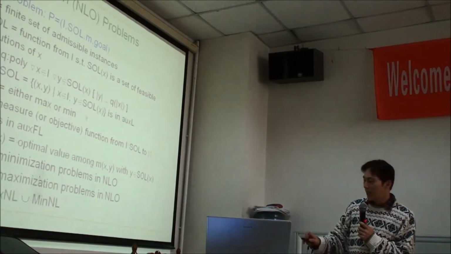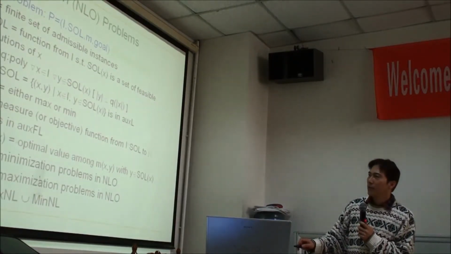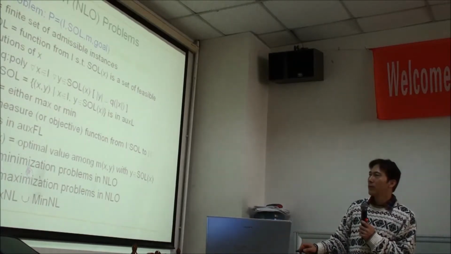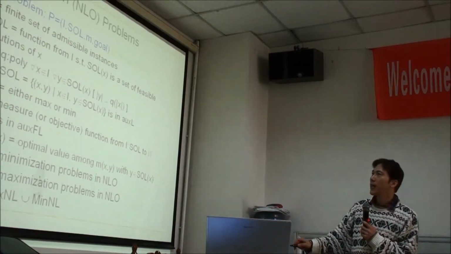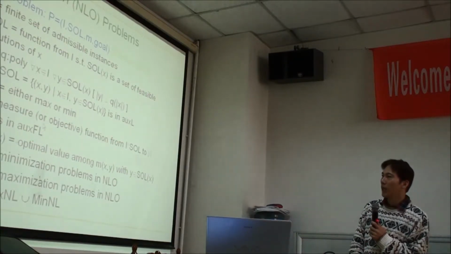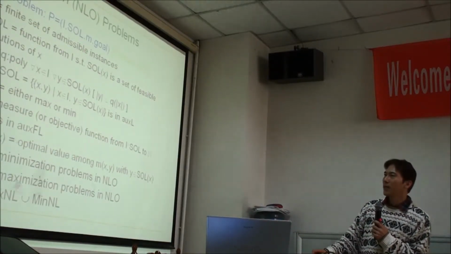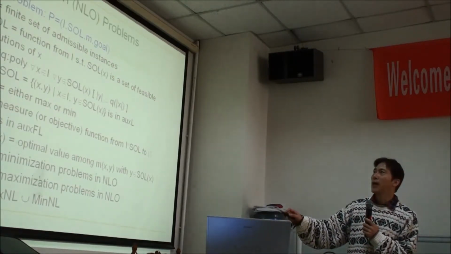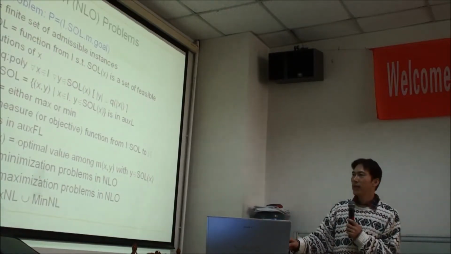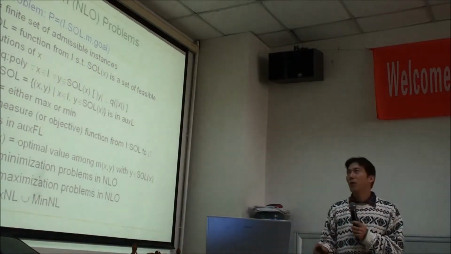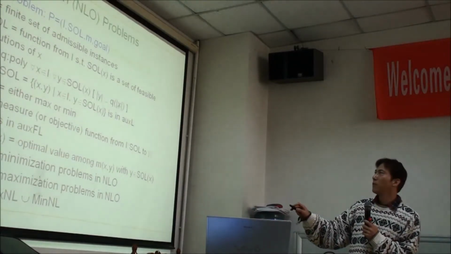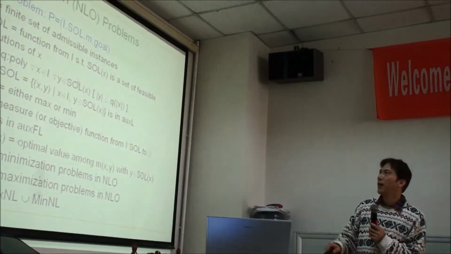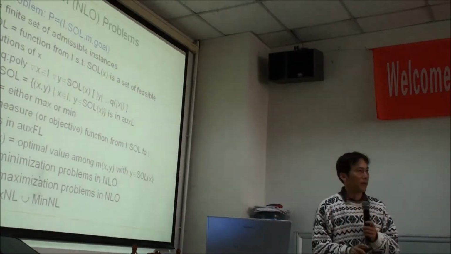What we define as min NL is the collection of all minimization problems that have this particular formalization. And max NL is the maximization version of min NL. If you combine the two of them, we simply write NLO. If you take P instead of L, the same definition defines NPO. So the only difference is that we switch polynomial time computation to logarithmic space computation.